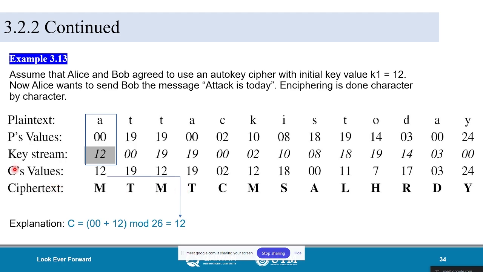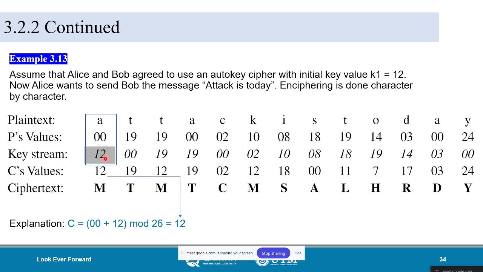In order to create the key, we will not use the 12 directly. We put the 12 in front, then 0, 19, 19, 0, 2, and so on. We just shifted the plain text this way, creating a place for the 12, and so on until we reach the end. Now, this is the key stream.